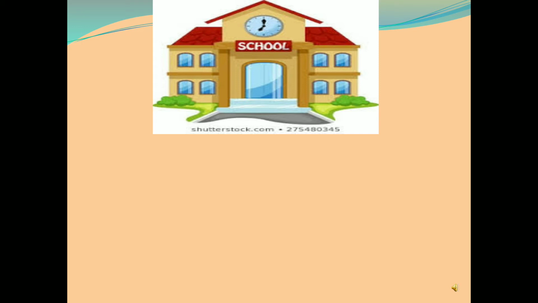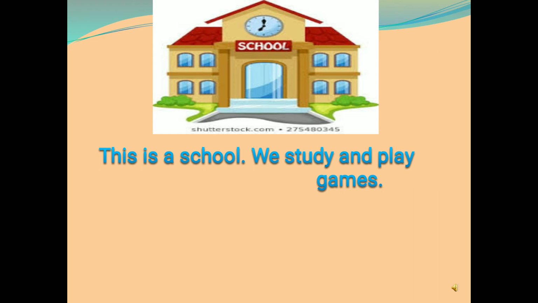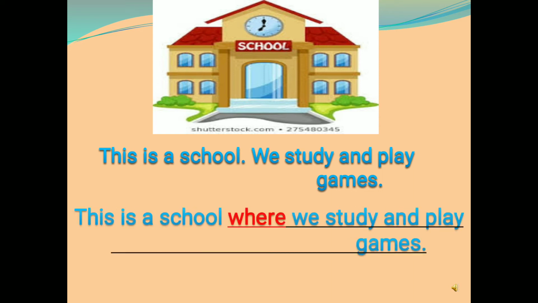Now look at this picture. What is there? There is a school. We study and play games. Here also there are two different independent sentences. They give their own meaning. While combining these two sentences, we can say, this is a school where we study and play games. Here also the word where represents a school.